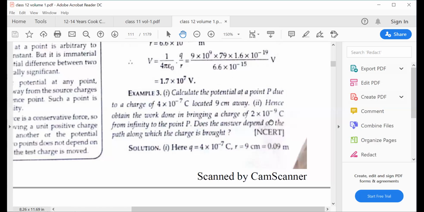Okay, let's see. Second one, first we'll try to find your potential. To find the potential, the formula is V is equal to KQ by R. They have given the distance, they have given the charge, try to find the potential, first case. So what is the answer, ma, for the potential? Try to find it.